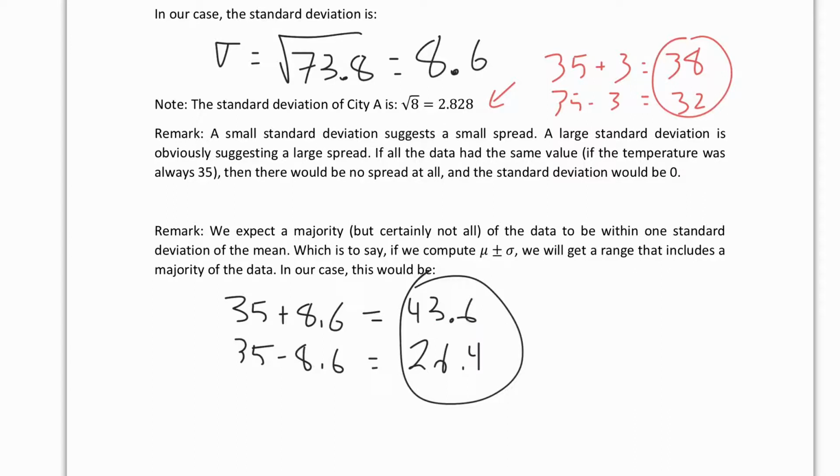Over here, you're going to have some days where you're melting at almost 44 degrees, and some days where it's actually getting a little bit chilly in comparison at only 26. So there's a larger spread of temperatures here, a larger range, and that is helped to be explained and communicated using this tool called the standard deviation.